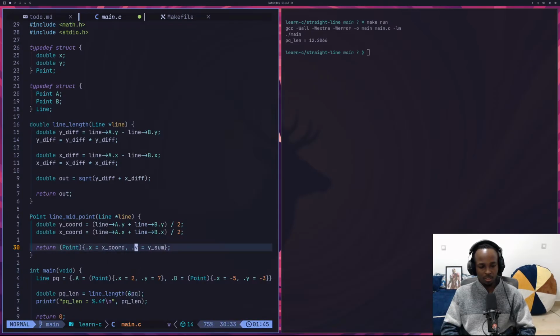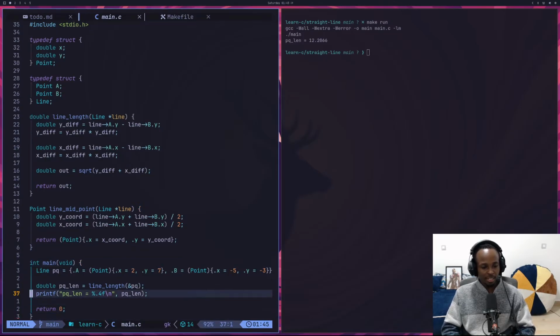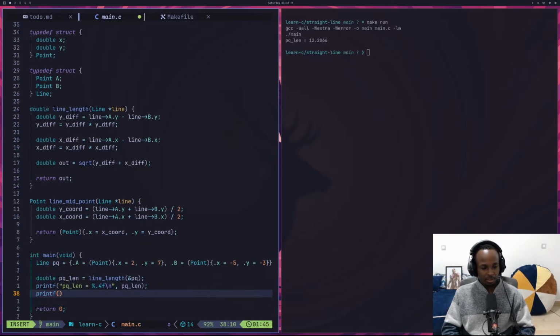So x coordinate, and then here we have the y coordinate. Okay, so that's how we are going to find the line midpoint. So let's try printf, and we are going to say pq midpoint, right? pq midpoint will be equals to, then we need to print the x and the y coordinates.